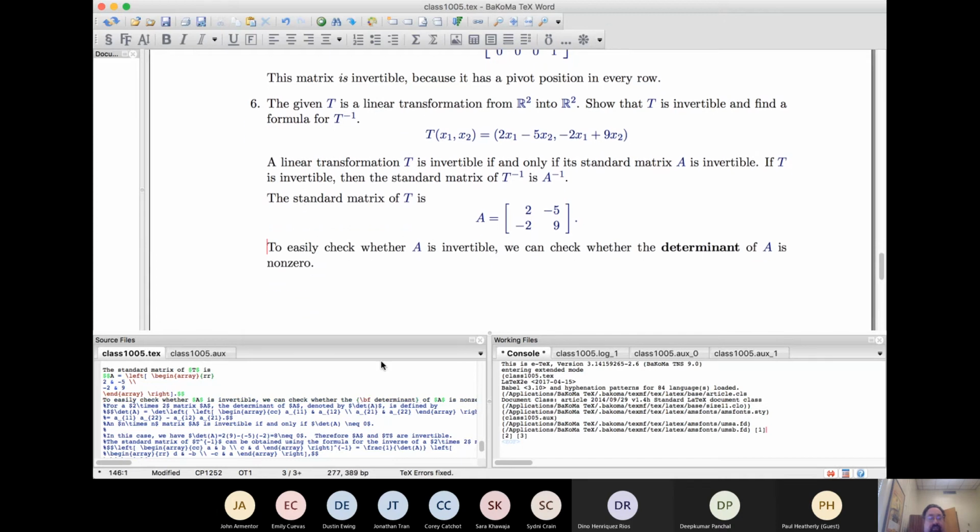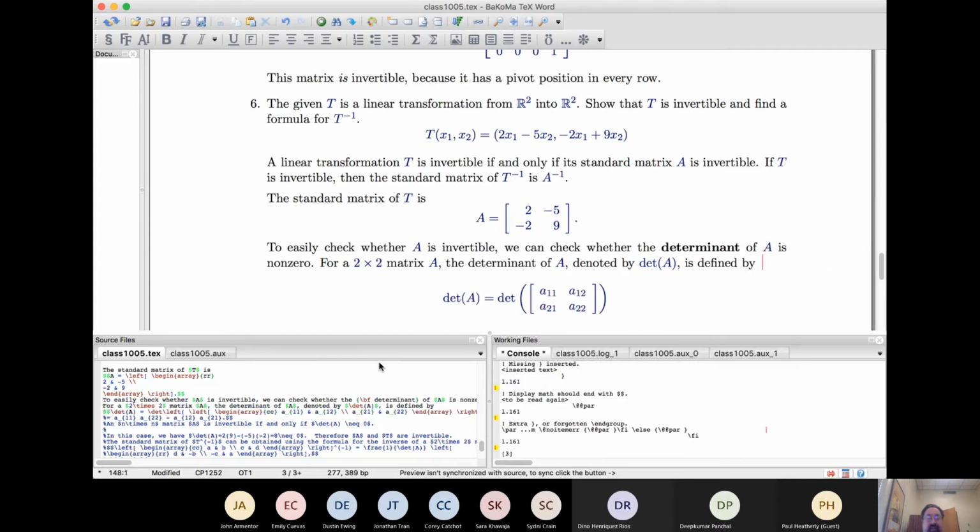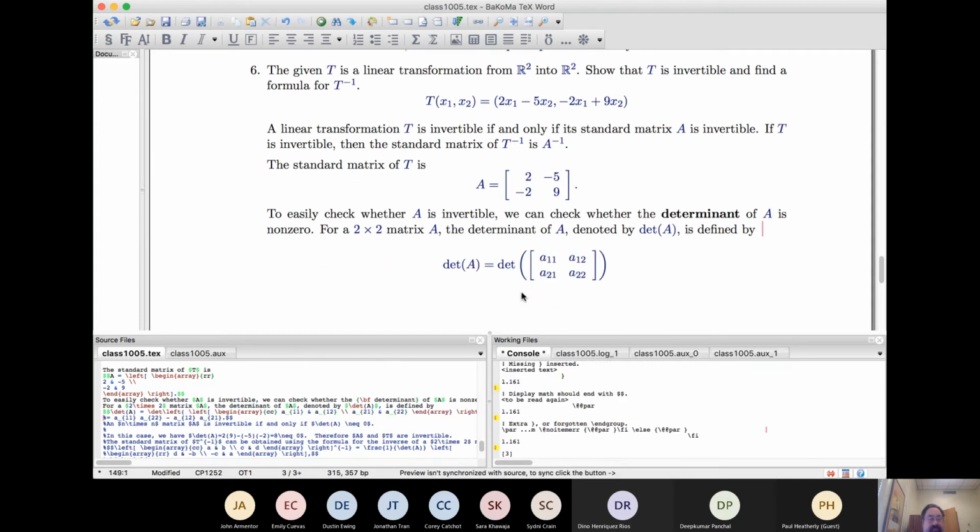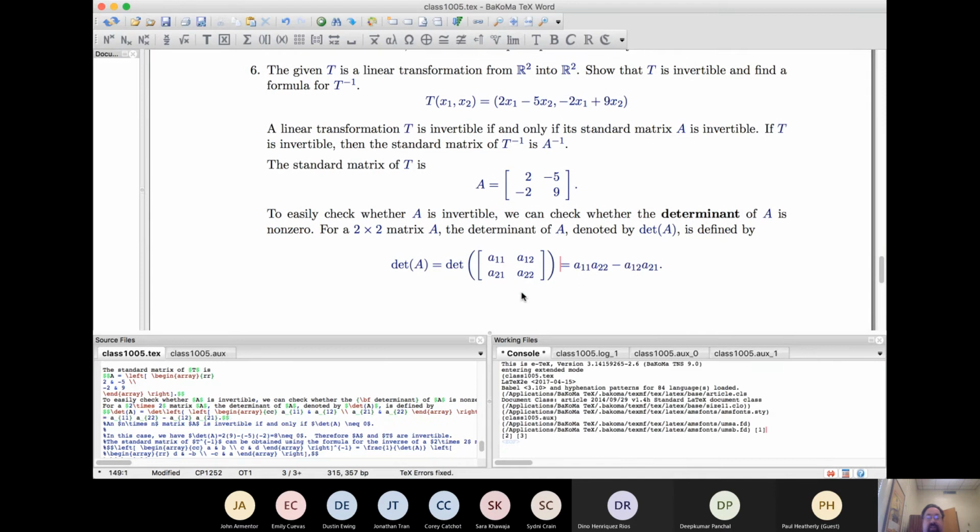Another way that's easy for 2 by 2 in particular is look at what's called the determinant. Now, determinants are something that we will be looking at much more closely later on, but at least for a 2 by 2 case, the definition is you just multiply the diagonal entries, A11, A22, and then subtract the product of the off-diagonal entries, so minus A12, A21.